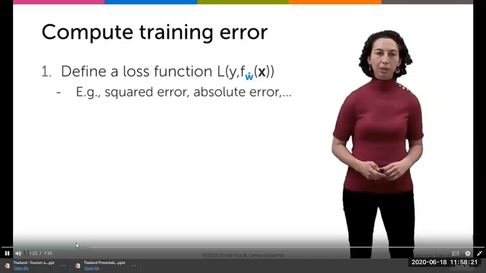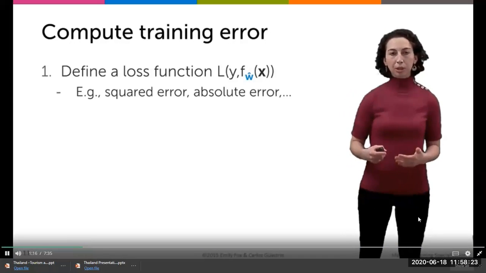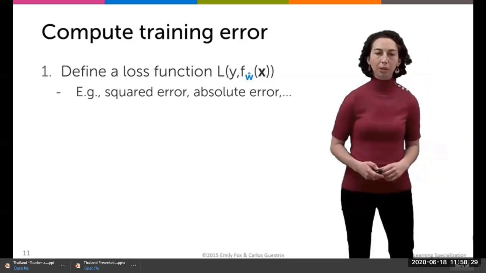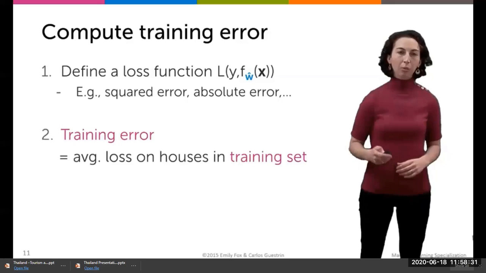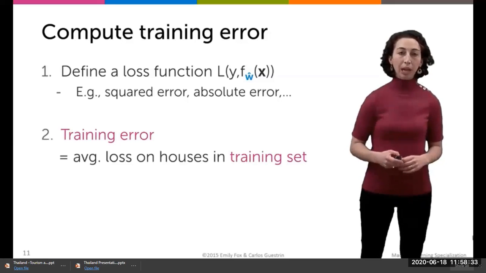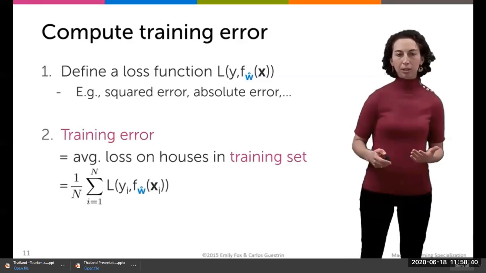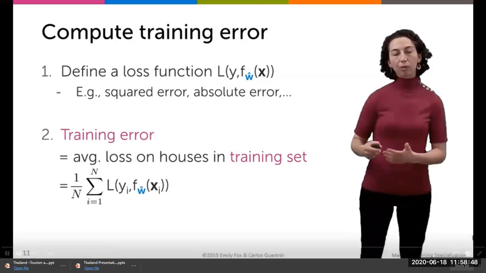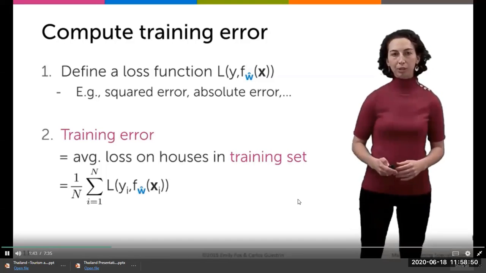The way training error is defined is simply as the average loss over the training points. So mathematically, this is simply 1 over n, where n is the total number of observations in my training set, times the sum of the loss over each one of those training observations.